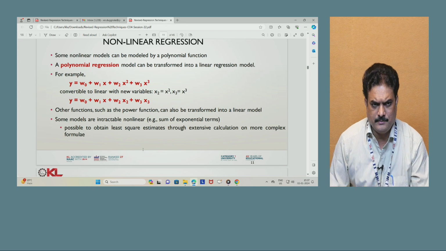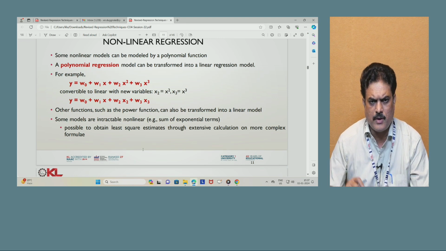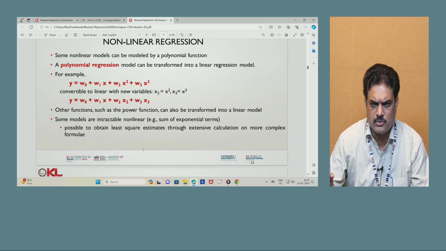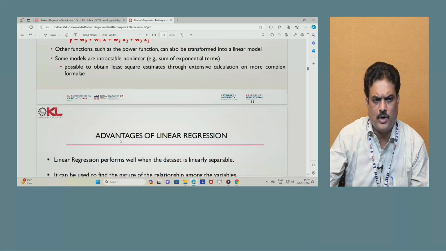Some models are intractably nonlinear, for example a sum of exponential terms. It is possible to obtain least squares estimates through extensive calculations on more complex formulae.